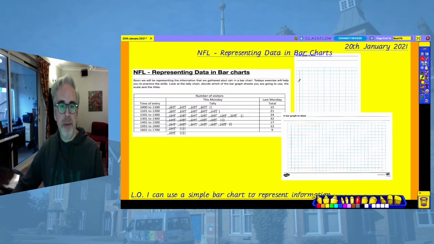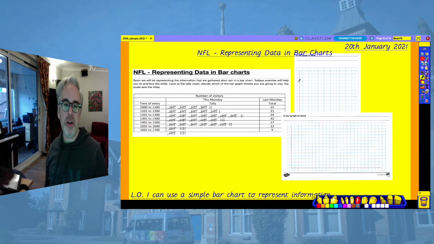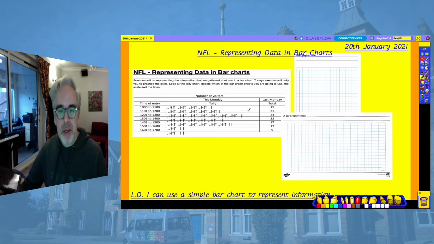Now, for some of the others of you, so top level, what we're looking at here is representing data in bar charts again, but you will see that you have got a tally and some information here. This shows the number of visitors between different times that have gone into a place. You will see that some of the numbers have gone quite high, and you will need to check that, but your tally has been totaled for you here at the end. What you are going to need to do is think about how many units of data, or how many blocks of data, am I going to have to represent, and how high, so what's my biggest number and what's my smallest number.